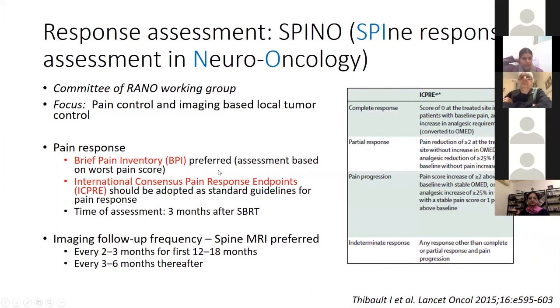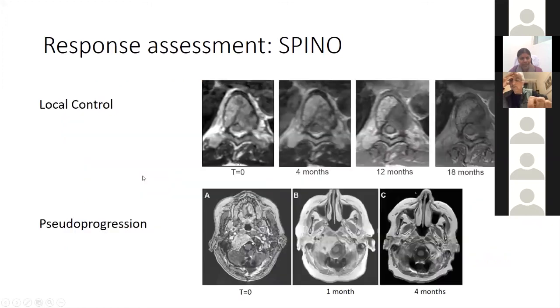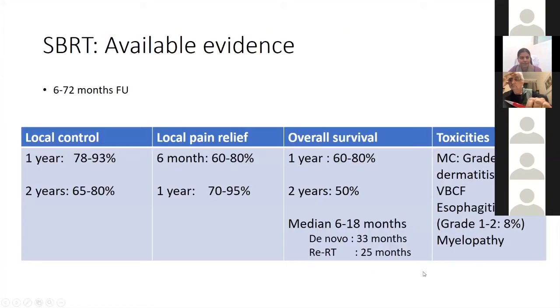The response assessment criteria that is recommended now is the SPINO criteria. We have to take into account both the pain response as well as the imaging response. And here in the imaging response, it is only local control versus local progression. So complete response, partial response are not the criteria. And these are the things that we should look at in the subsequent follow-up imaging. Occasionally, pseudo-progression can also be a factor. So serial interval imaging can give us that answer.